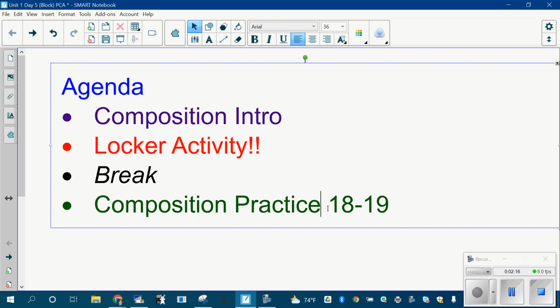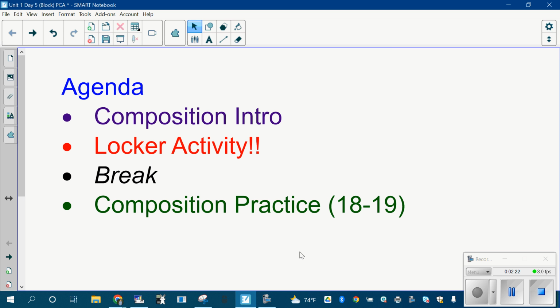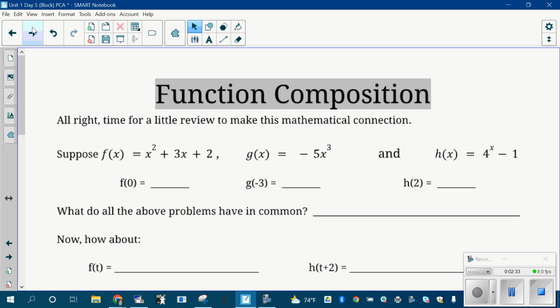And I'll try and make sure that I put up a key for that practice, an answer key, so you guys can check your answers. That's kind of the game plan. Watch this video. Do the fun locker thing. You guys can take a break. You guys can do this practice. Yeah, let's get into the math then.